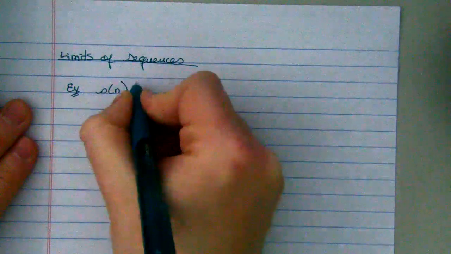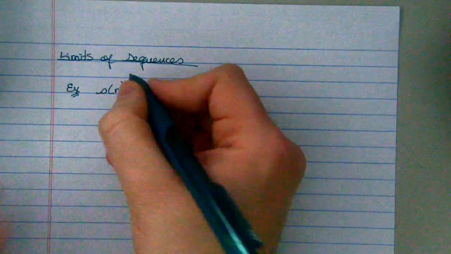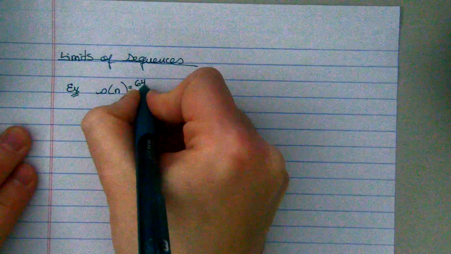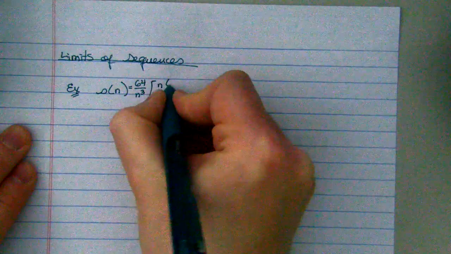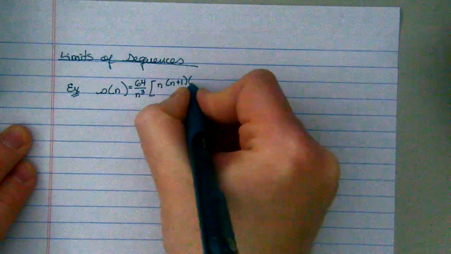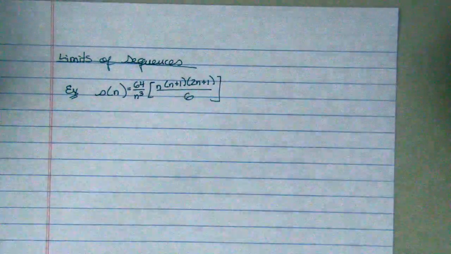Limits of sequences. Sequences, remember, are just patterns. We're going to look at the sequence S of n. Actually, do I want to do that one first? Yeah, why not? S of n equals 64 over n cubed times n times n plus 1 times 2n plus 1 over 6. Please copy that formula down.